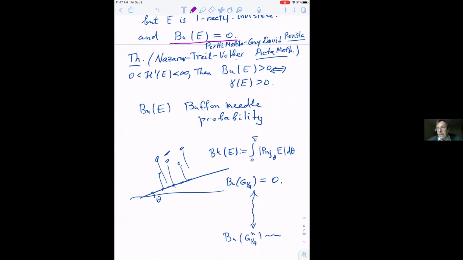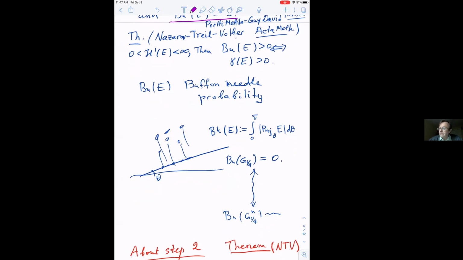You have your compact set and you drop very long, thin needles on it, and you compute the conditional probability that a needle will intersect this set, given that it intersects a certain big disk in which the set lies. In mathematical language, here is your E. You project it on a line which has angle theta with a fixed axis, you compute the length, and then you average over all angles. So it's a sort of length also, and it scales as a length. It's actually called Favard length because Favard also introduced it, so it has two names, Favard length and Buffon needle probability.